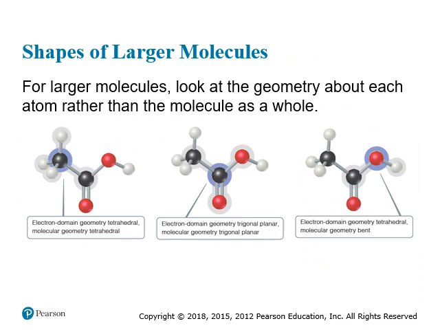Now, these speak to molecules that essentially have one central atom. But sometimes we find ourselves dealing with larger molecules, molecules where we have multiple things bonded to multiple atoms. And in these instances, rather than looking at the shape of the molecule as a whole, we look at the molecular geometry around each atom.